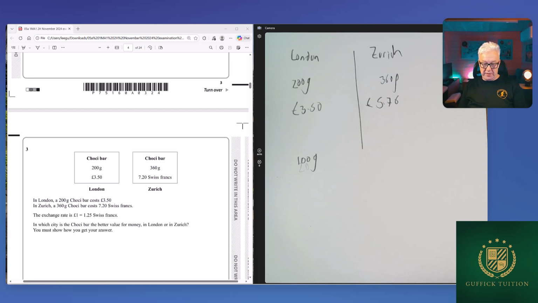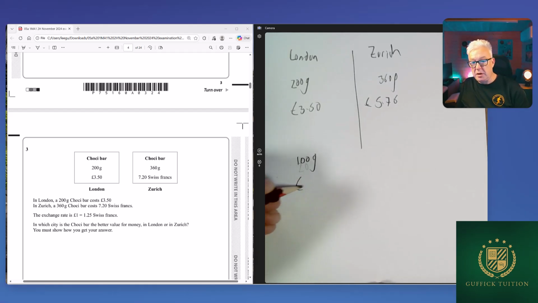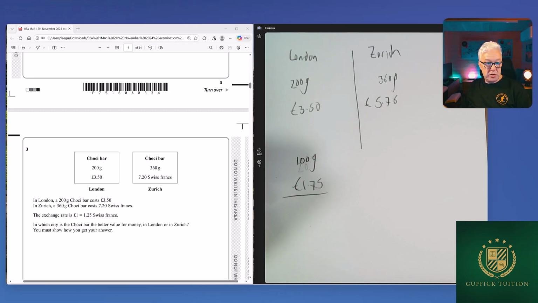So we're going to do £3.50 divided by 2, which gives us £1.75. So we can say that in London, 100 grams of it would cost us £1.75. Let's now see how much it would cost in Zurich.